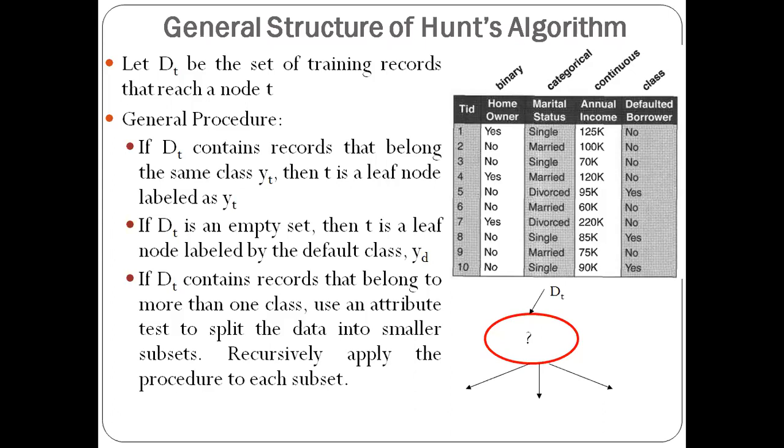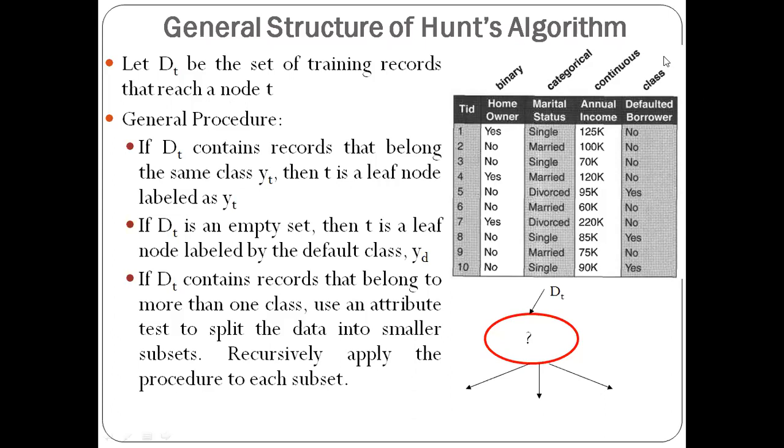Suppose all the records in Dt contain the same class label yt, then we will create a leaf node and assign yt as the class label. Suppose Dt is empty, then we create a leaf node with the default class, yd. Suppose Dt contains two or more class labels, then we split the records based on an attribute test condition, and we repeat this until we arrive at the class label.